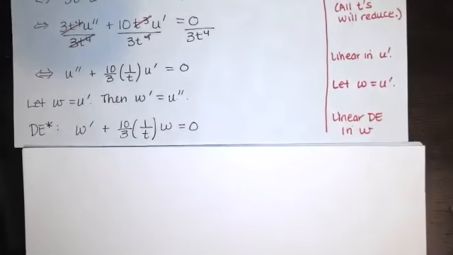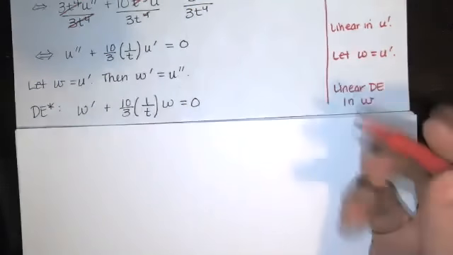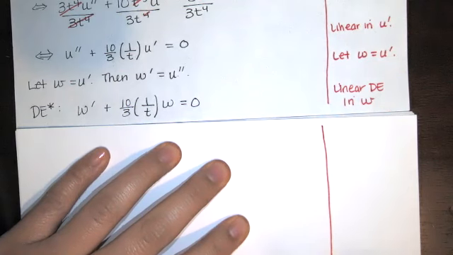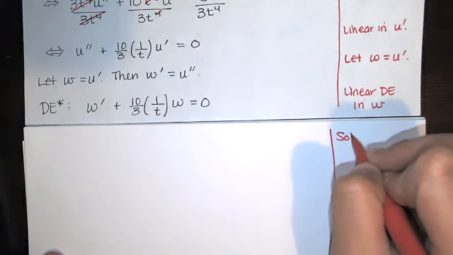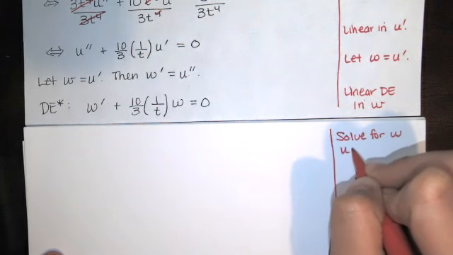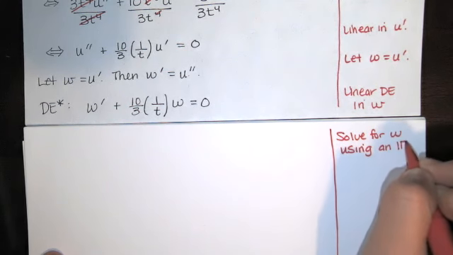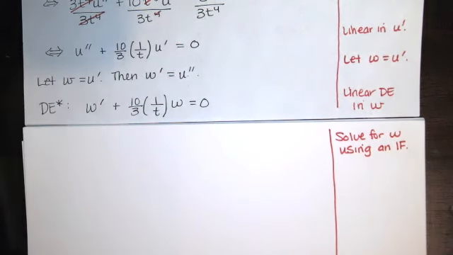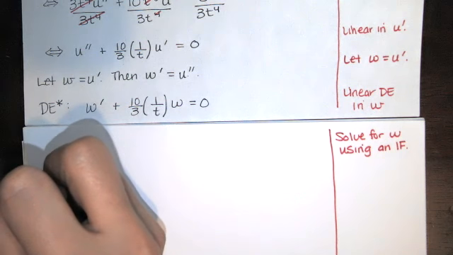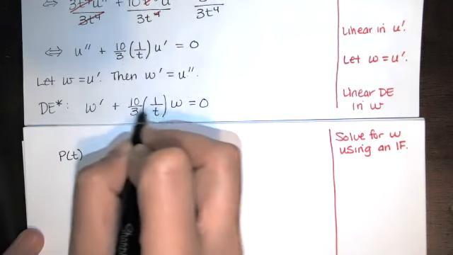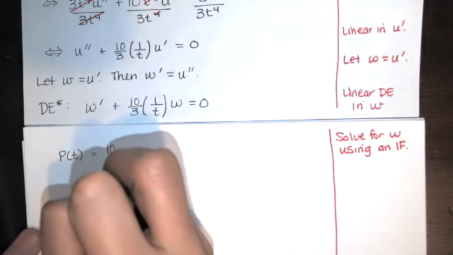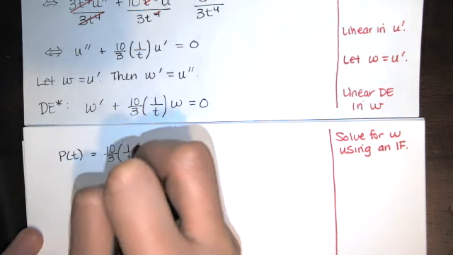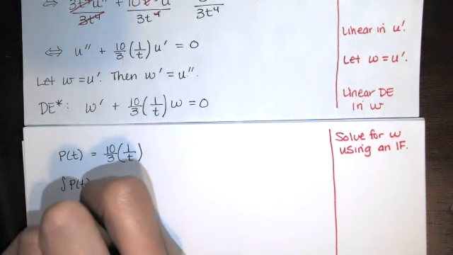Okay, now let's look at finishing this problem by solving that linear differential equation in W. Okay, so to do that, we've got this. We will identify P of t. P of t is the function in front of the W there after W prime is written with a coefficient of 1. And then you want to anti-differentiate that.